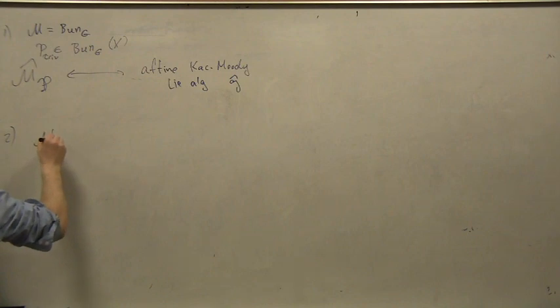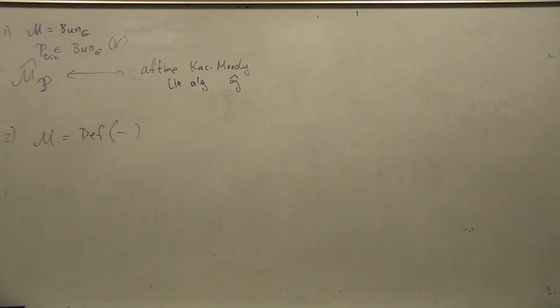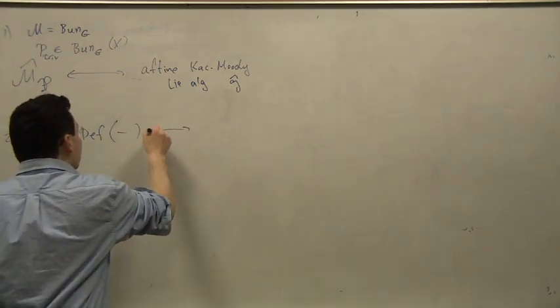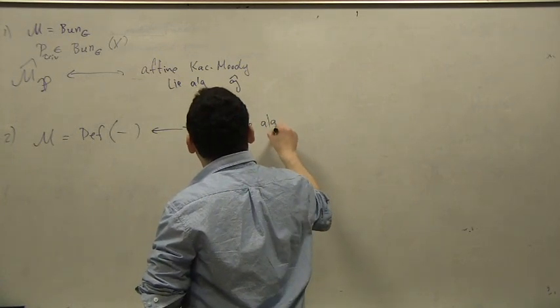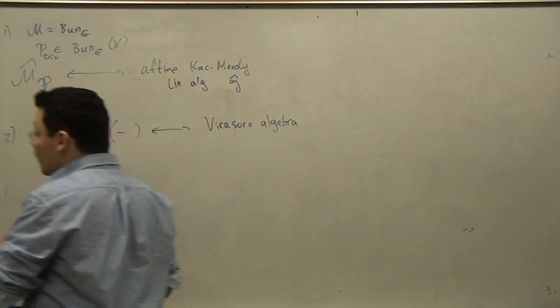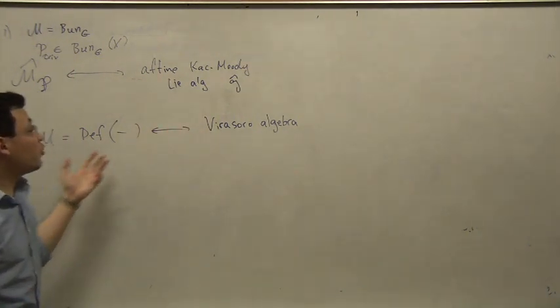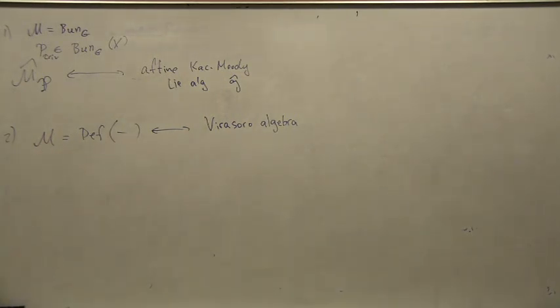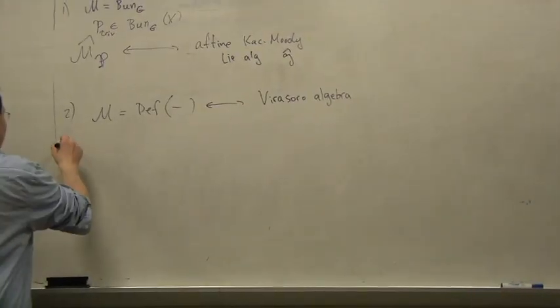And the second example, which is already a formal moduli problem: if you look at deformations, then this corresponds to the Virasoro algebra. Both of these examples are n equals 1 examples. This makes explicit the relationship between the Virasoro algebra and the deformation theory of the moduli space of curves. So that's nice.